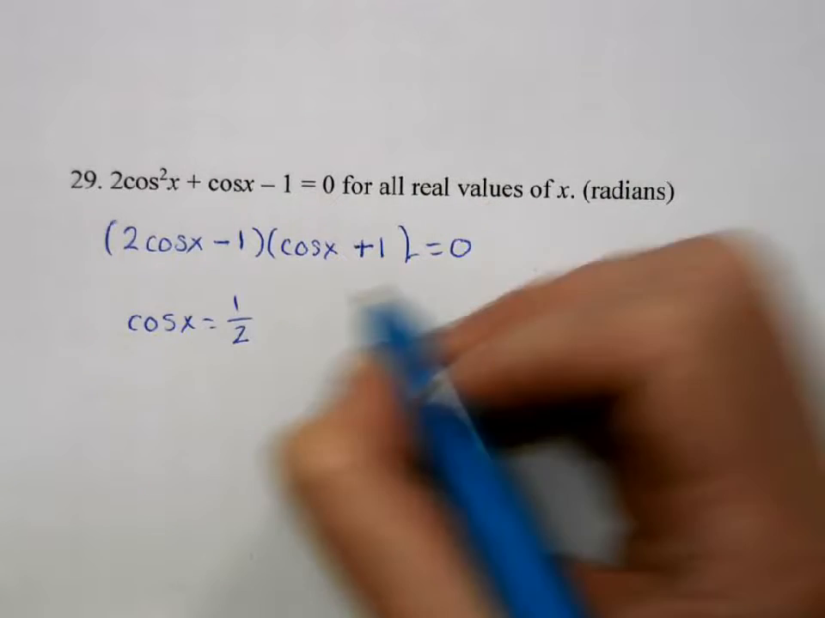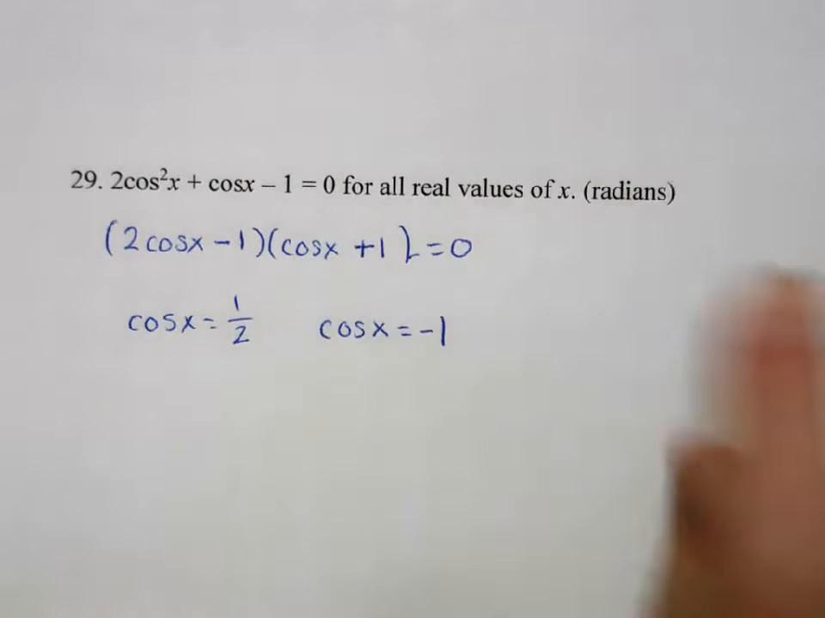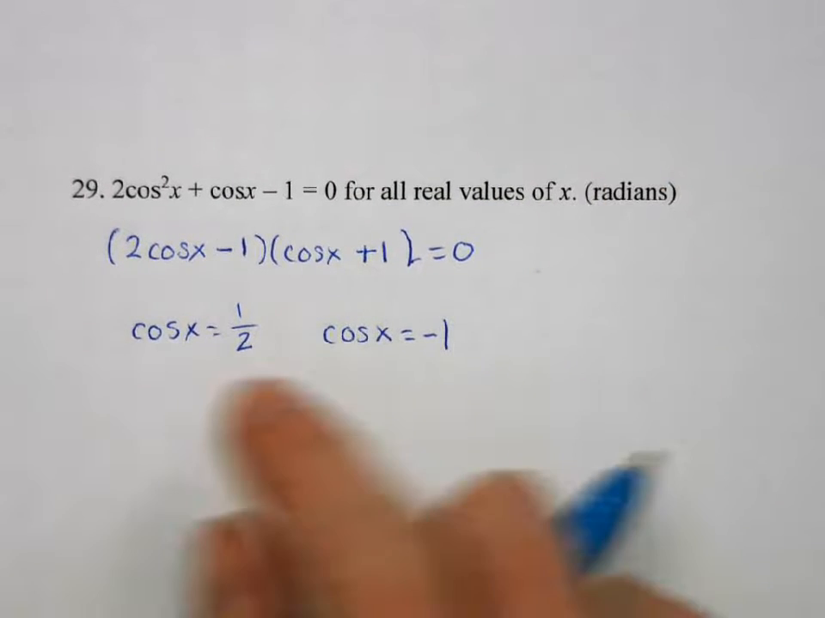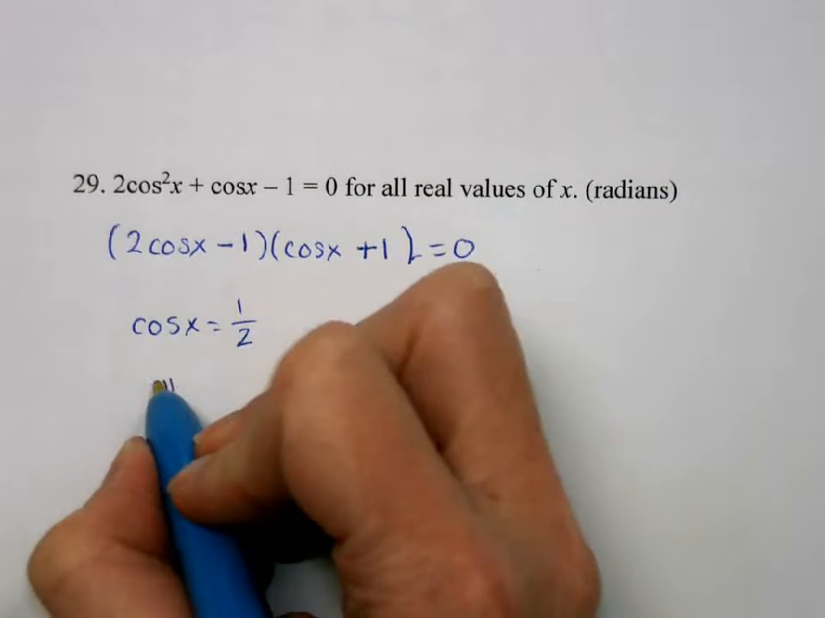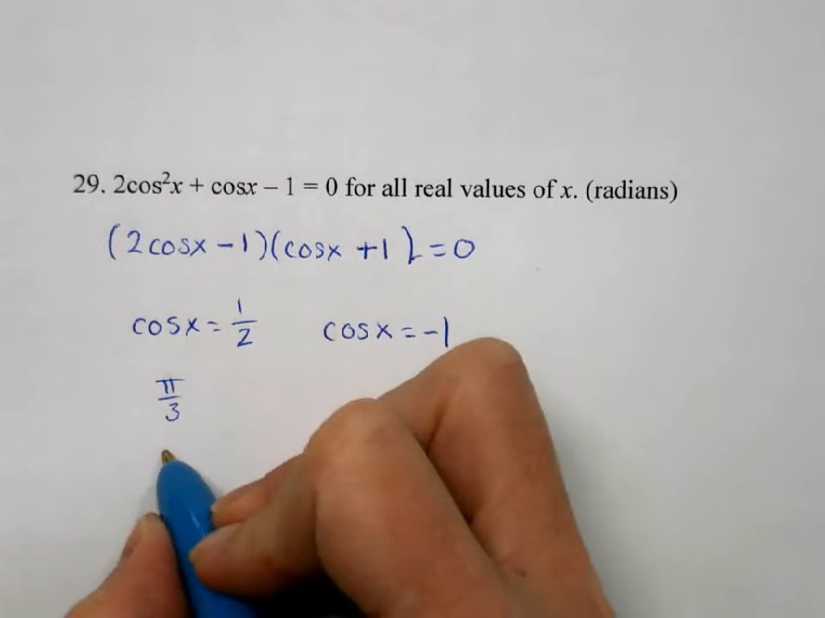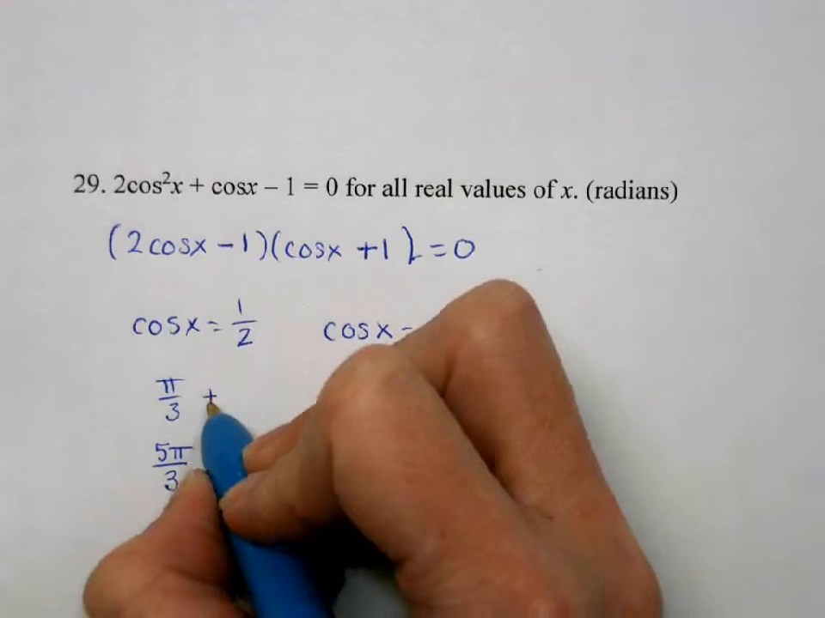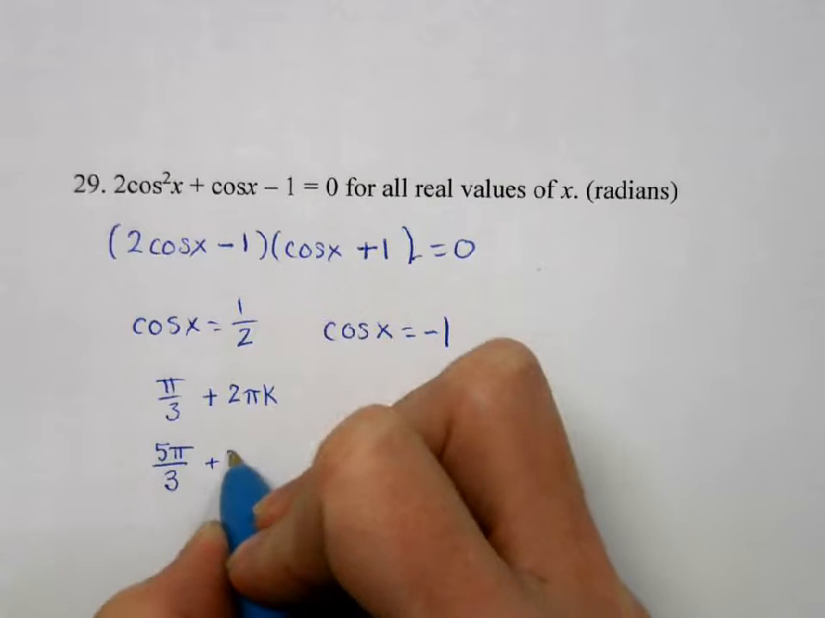So find the unit circle values. So our x is 1/2 at pi over 3 and 5 pi over 3. And then we're going to add 2 pi k. Our x is -1 at pi, and we will add 2 pi k.